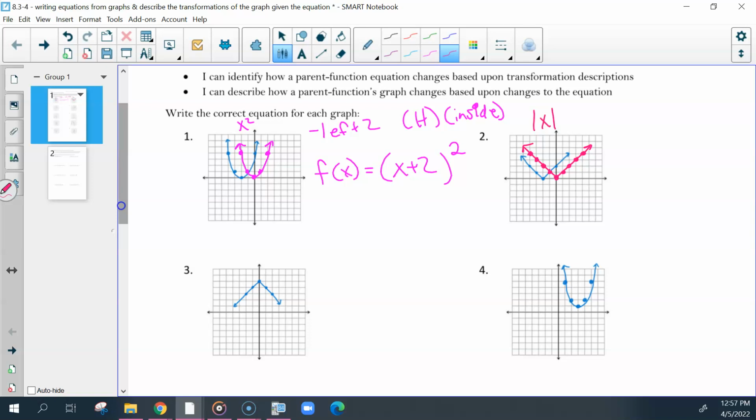So if we are looking at the one that was already there compared to our parent function, what changed? Did it move to the right? It moved to the left. Because it's going this way. So it's still left 2, which would still be horizontal, which would still be inside.